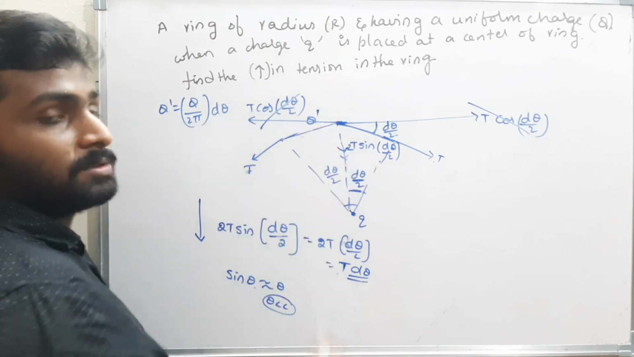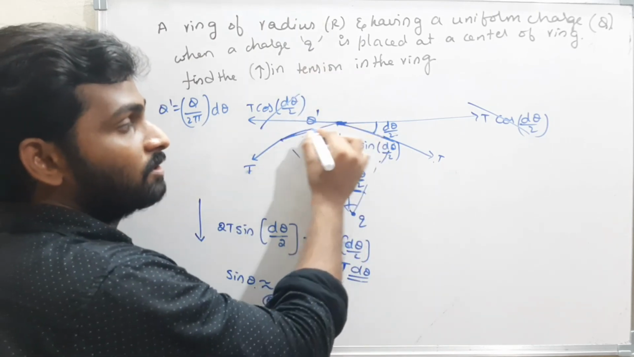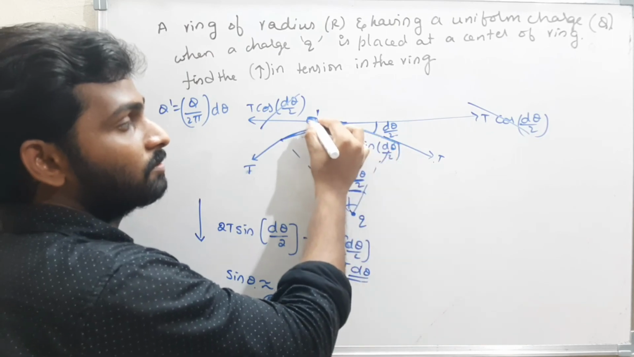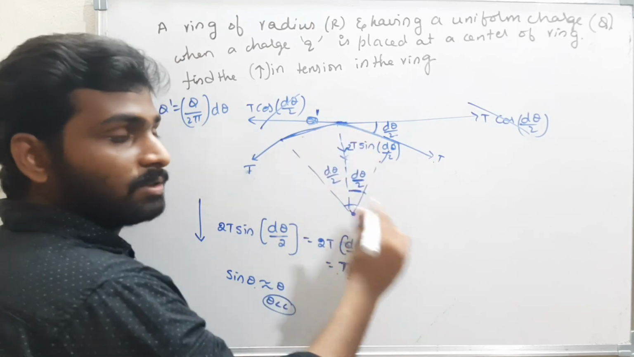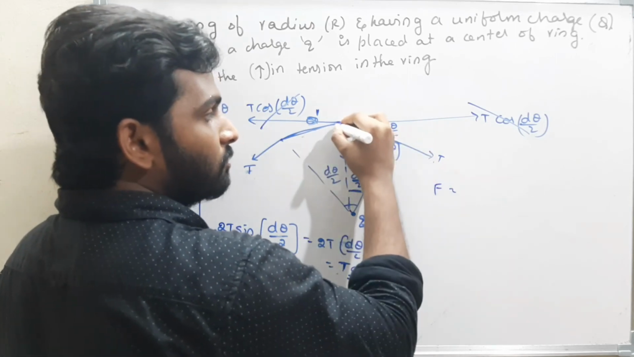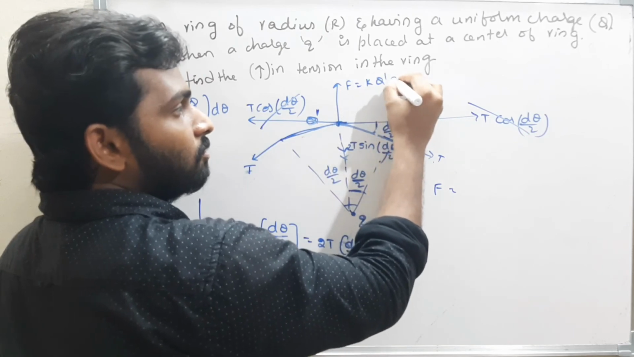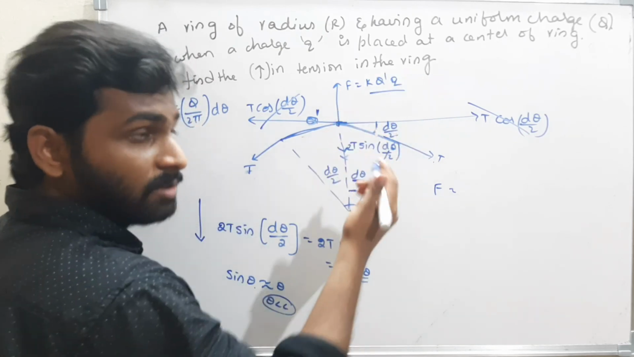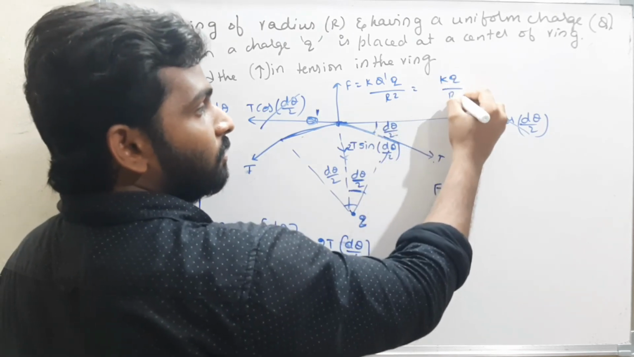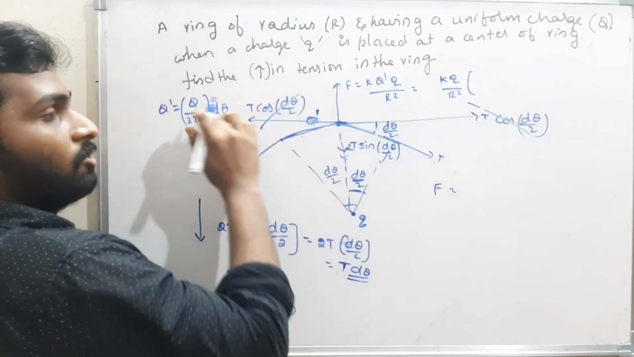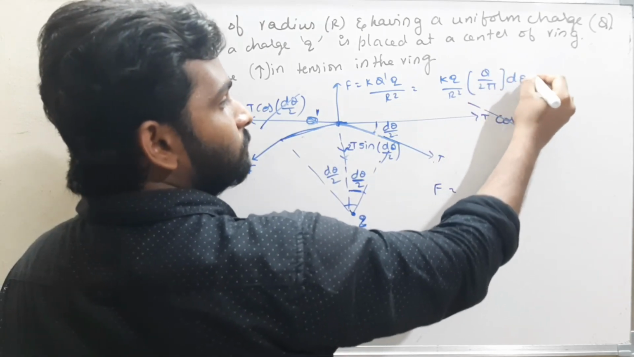Now what is the upward force? It is in equilibrium, right? Therefore what is the upward force? Now what is the charge? The charge is q dash. Here the charge is Q. Therefore what is the force between two charges? The force is nothing but the upward force. F is equal to k into q dash into Q by r square, since the distance is the radius. Therefore k into Q by r square into q dash, where q dash is nothing but q by 2 pi into d theta.